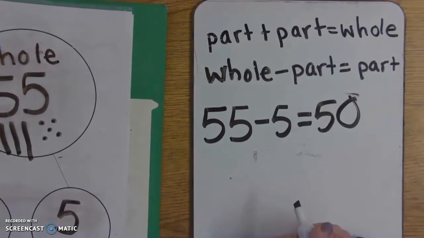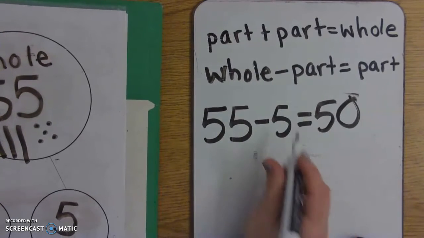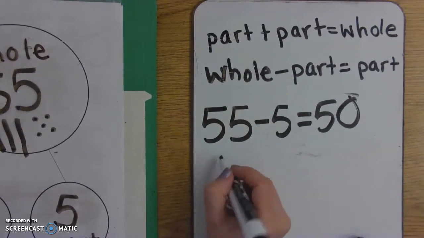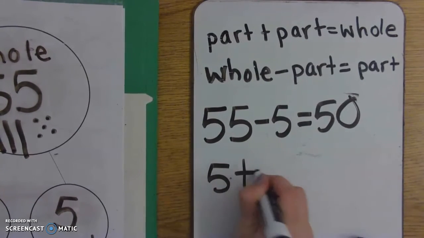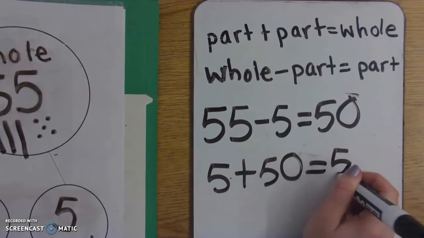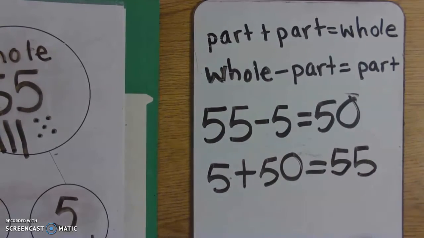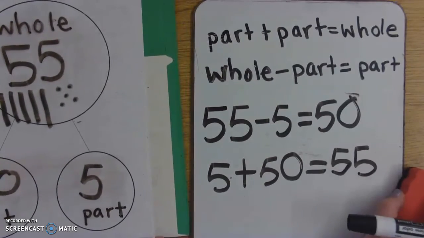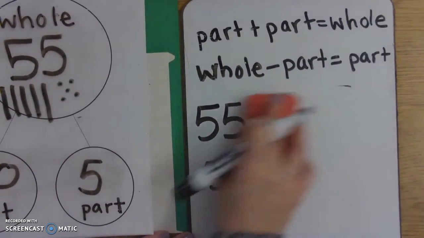Oh, you guys are so smart. All right, let's write one addition sentence. How about we start with our ones? 5 plus 50 equals 55. All right, let's do another one, rolling our dice.